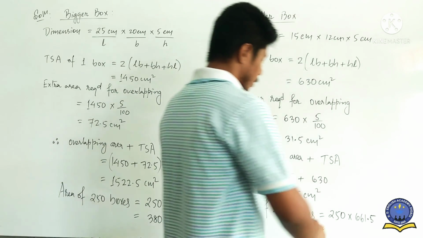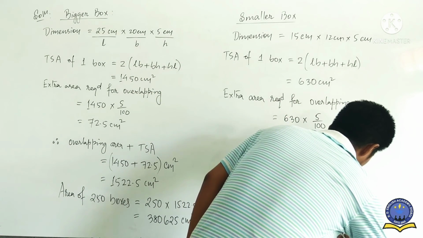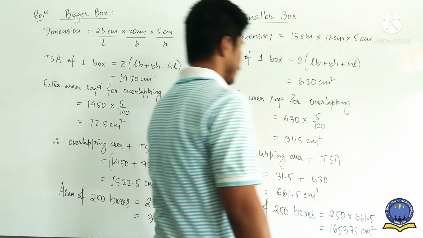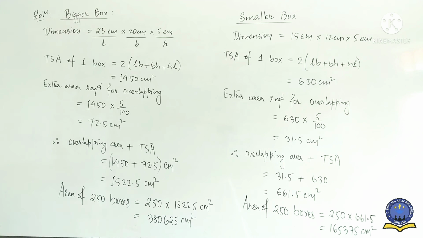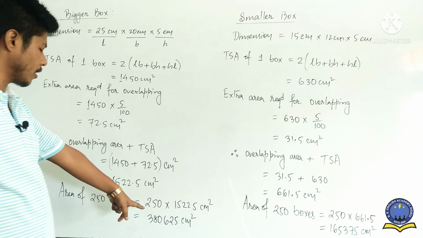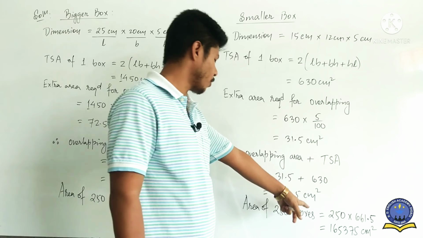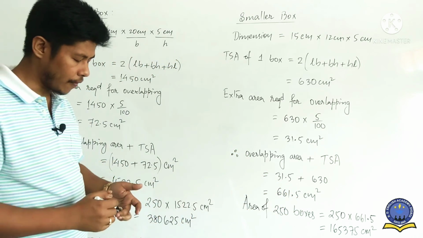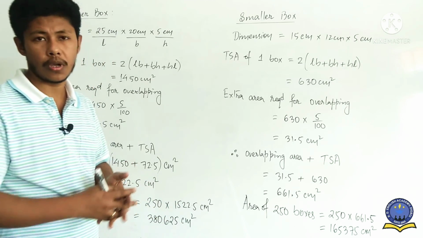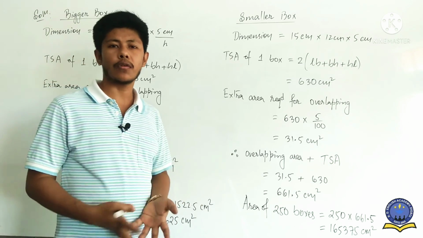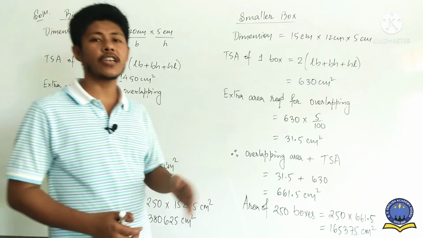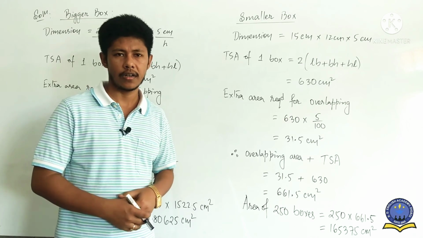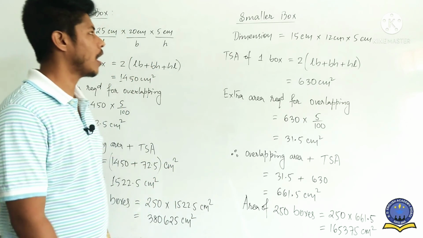And if we multiply these two, then here we get 165,375 centimeters square. So this is the area here. If you see, the area of the bigger box we get is 380,625, and for the smaller one we get 165,375 centimeters square. Now finally we have to add these two. When we add these two, we get the total area, and for 1000 centimeters square the cost is 4, and from there we have to find out the cost here. Is it clear? Okay, let's see how we can do this.